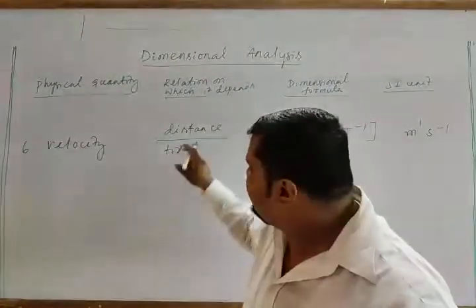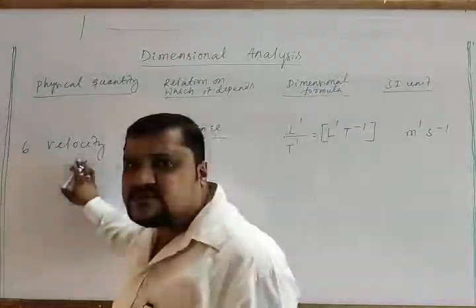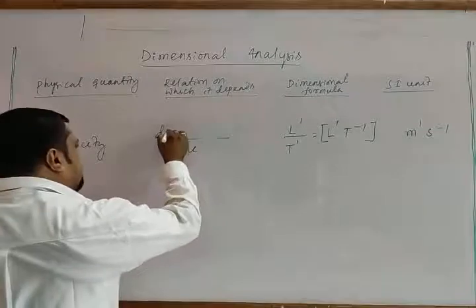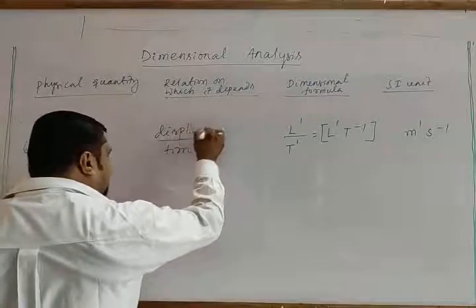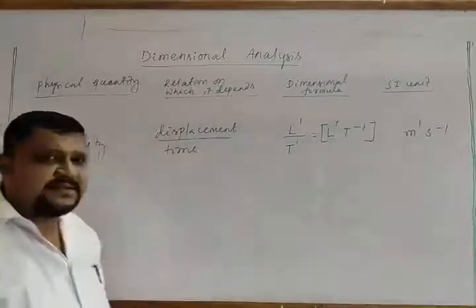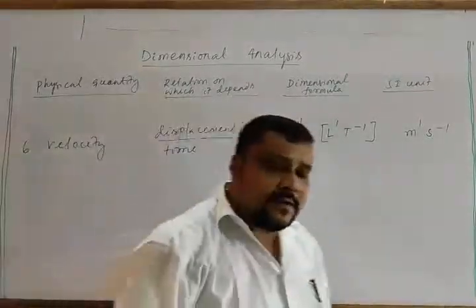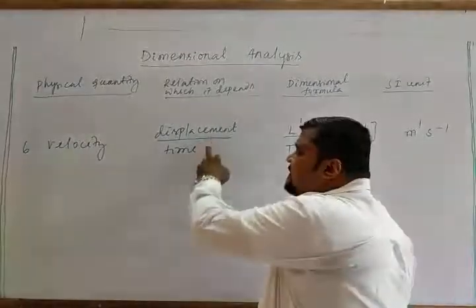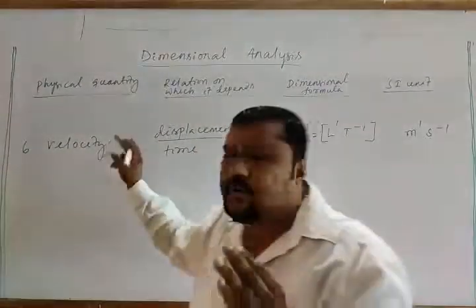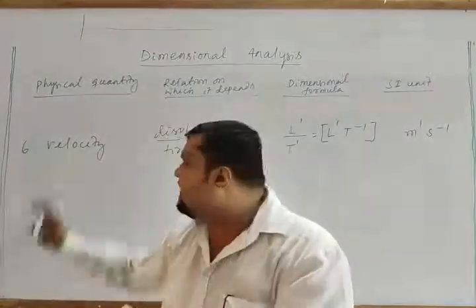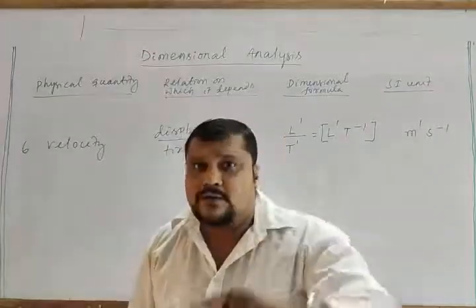So what is this velocity? When you calculate velocity, it is not the distance, it is actually called the displacement. For the time being, when we read this later, we will know the difference between distance and displacement. But for now, remember displacement by time. When you calculate the speed, it does not involve any direction, but when you calculate the velocity, it involves the direction.